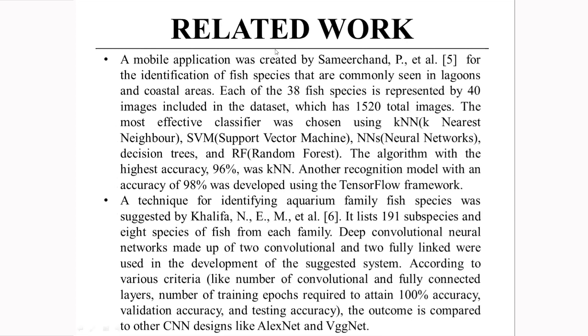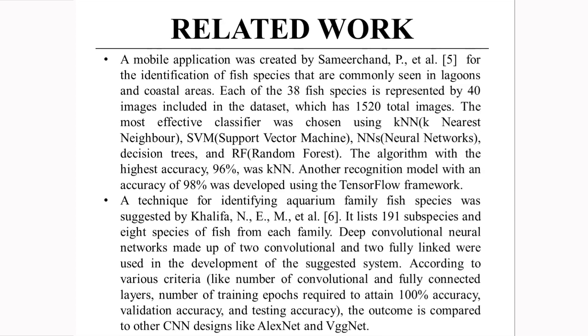Now comes related work. A mobile application was created by Sneezchan P. et al. for the identification of fish species that are commonly seen in lagoon and coastal areas. Each of 38 fish species is represented by 40 images included in the dataset, which has 1520 total images. The most effective classifier was chosen using KNN, SVM, NN, decision tree, and RF. The algorithm with the highest accuracy, 96%, was KNN. Another recognition model with an accuracy of 98% was developed using the TensorFlow framework.